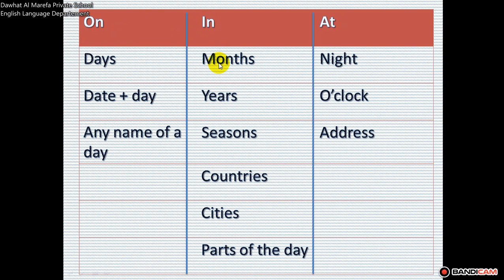In, we use it with months, years, seasons, countries, cities, and parts of the day, like in the morning, in the evening, in the afternoon. The last one, at night. At, we use with any word or sentence that has the word o'clock, and at any address.